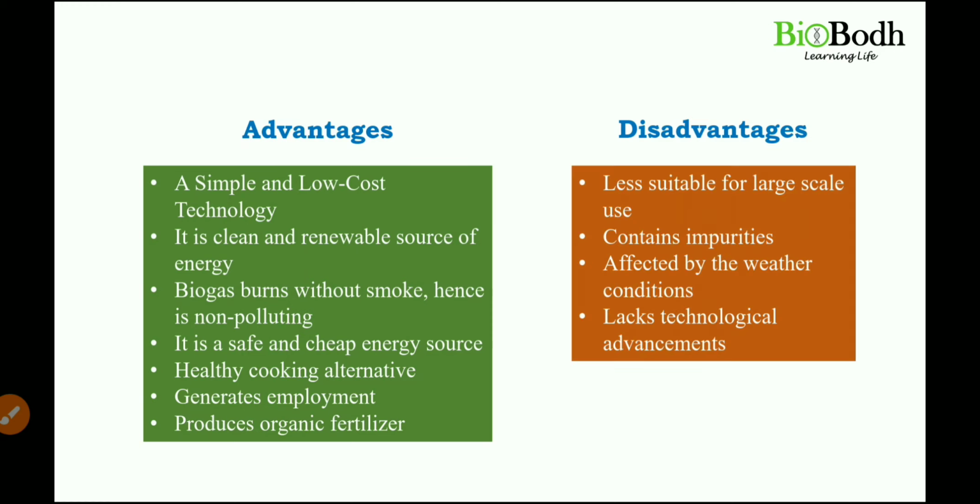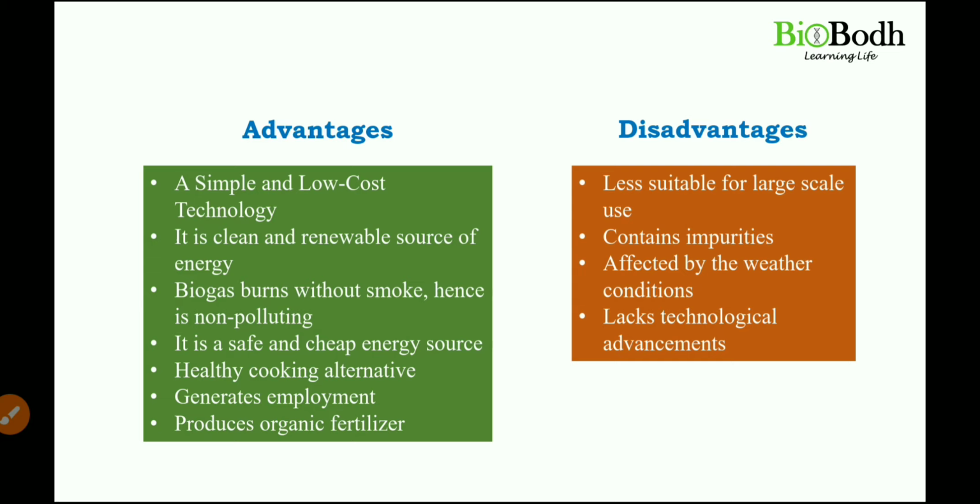Then come the disadvantages. Okay, so in spite of holding all these advantages, there are a few disadvantages of biogas. First, it is less suitable for large scale use. This plant is not that scalable, so it is generally restricted to small scale use. That is one of the disadvantages of a biogas plant. Second, it contains impurities. So other than methane, it also has a mixture of some other gases.